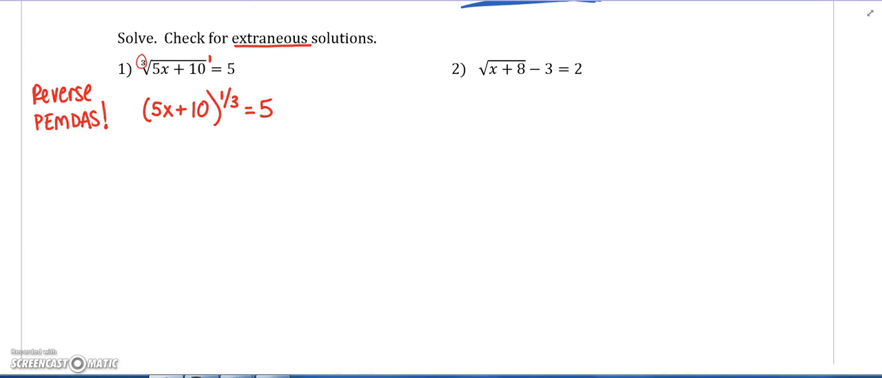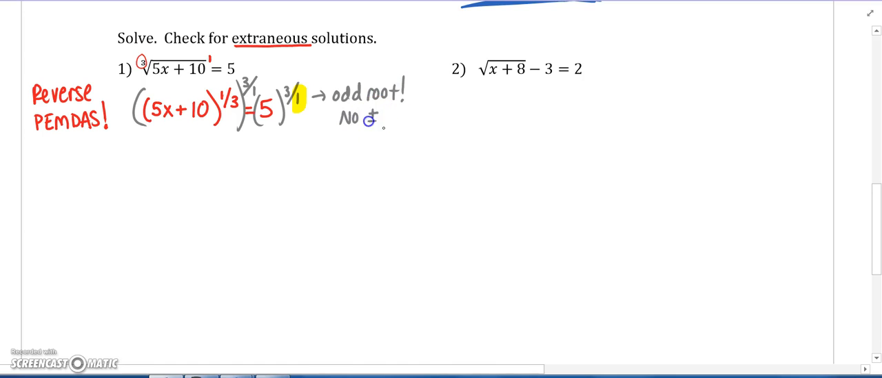Just like we did in the last section, to get rid of an exponent when it's a fraction, we're just going to raise it to the reciprocal on both sides. Just like before, you should still be paying attention to that bottom number to see whether it's even or odd. In this case that's an odd root, so there's nothing to worry about. We don't have to put a plus or minus. Over here, 1/3 times 3 over 1 cancels out, just gives us 1, so 5x plus 10. In our calculator we can do 5 to the 3 over 1. That's really just 5 to the 3rd, which is 125.